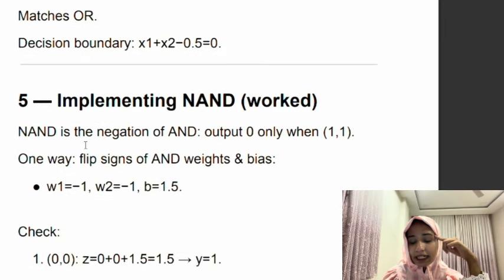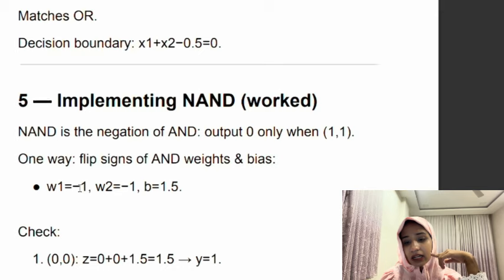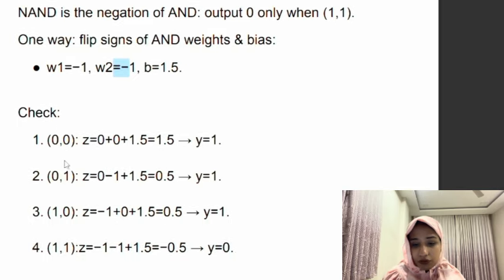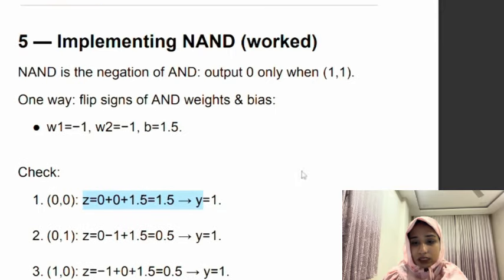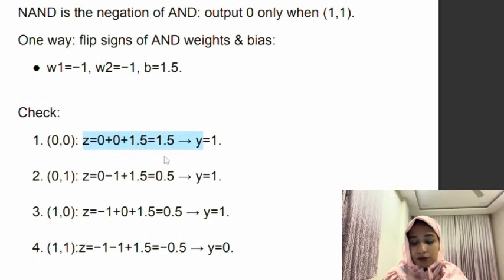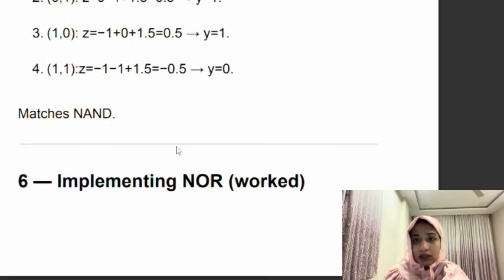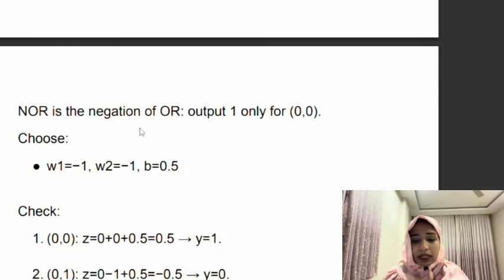Now implementing NAND. NAND is the negative of AND, output 0 when 1, 1. So one way is to flip the signs of AND's weights and bias. So we'll take W1 minus 1, W2 minus 1, and bias equal to 1.5. So we'll check. Z will be this. So it matches NAND. The output for Z and Y for the respective points is the same. So it is working.